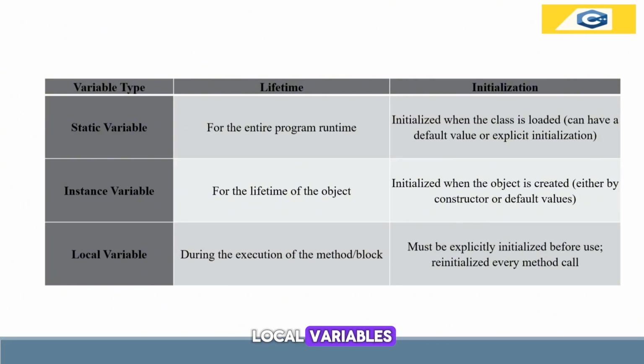Local variables: the lifetime of a local variable is specific to the particular function or method or block of code. We cannot use a local variable outside any function or method. It can be initialized to 0, or we can give any value to a local variable explicitly before we use it in a particular function.